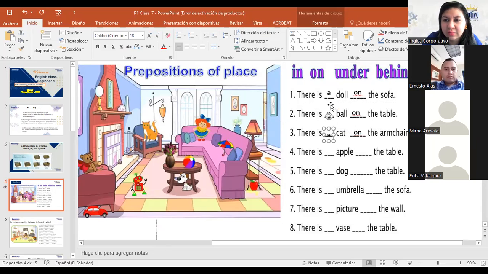Number four. There is an apple. We use an because apple starts with a vowel sound. Before words that start with vowel sounds, we use an. So we don't say there is a apple, right? No. There is an apple. Is it under the table, or next to the table, what do you think? Under.